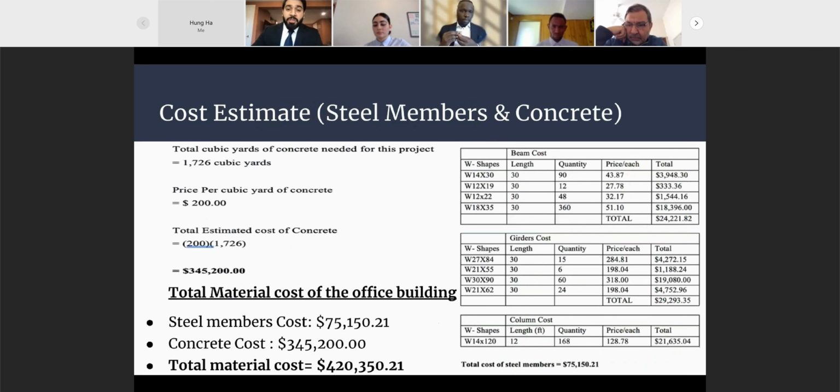Cost. The material cost of the steel members and concrete slab total up to $420,315. I now pass this on to my colleague Danilo to present sustainability.